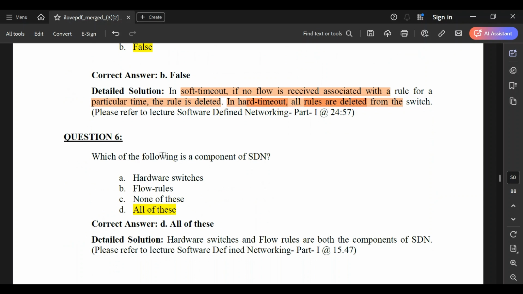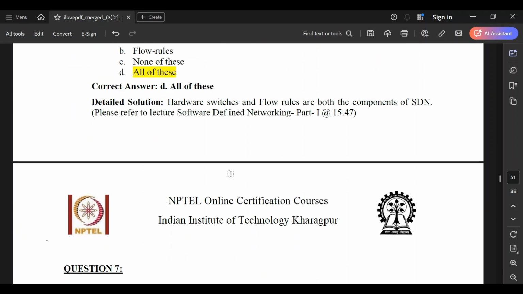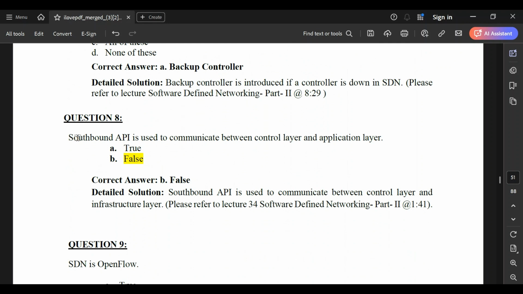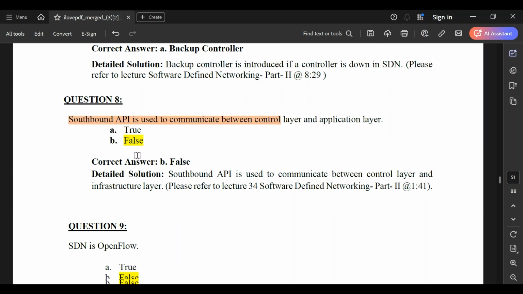Which of the following is a component of SDN? All of these: hardware switch, flow rules. Now moving to the next question. What is introduced if a controller is down in SDN? A backup controller. Southbound API is used to communicate between the control layer and the application layer. This is false.